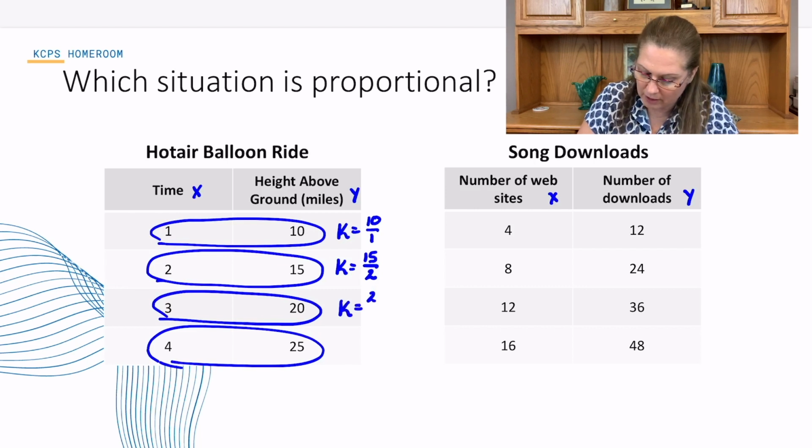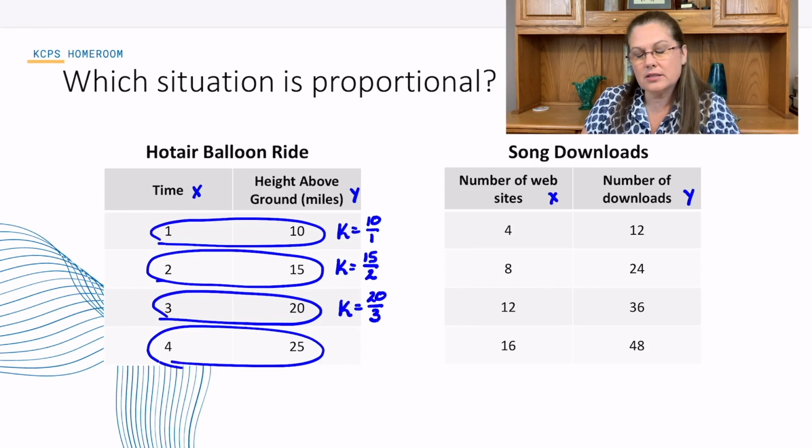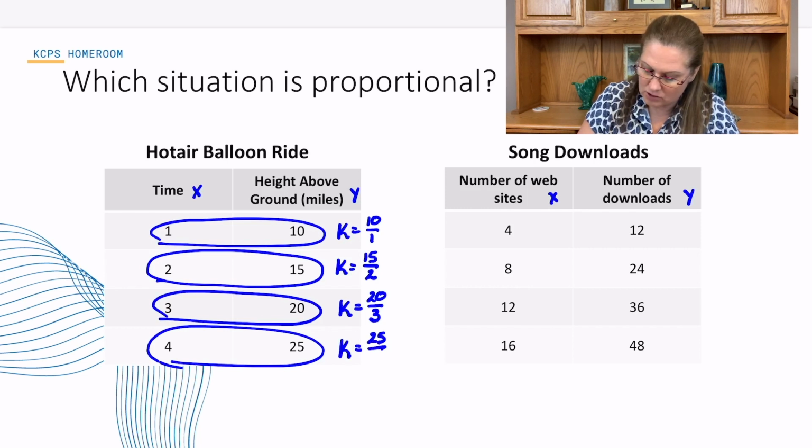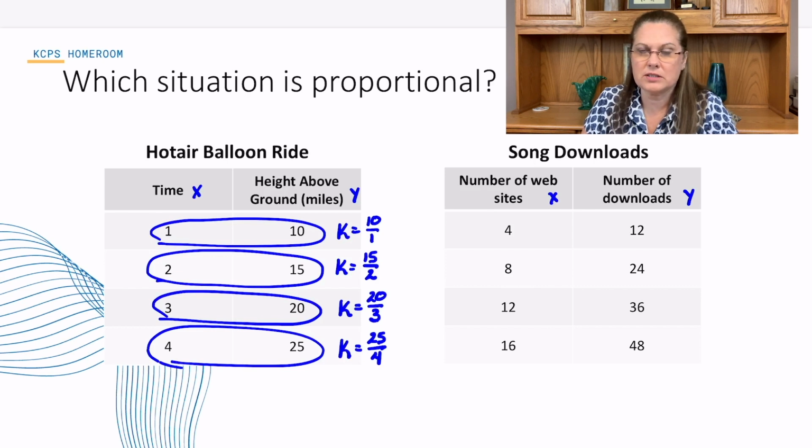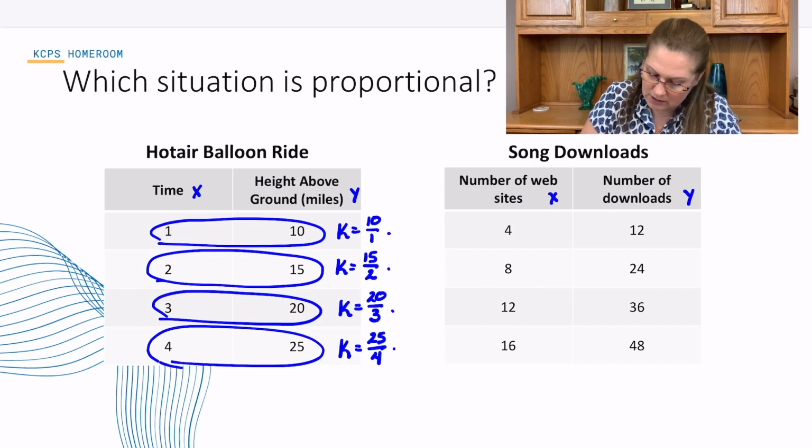Our third ordered pair is 20 over 3, or 20 divided by 3. 3 is also prime, so unless we can divide 20 by 3 evenly, it's already simplified. We can't. And the same, let's do 25 over 4. The only factor of 4 is 2. 25 does not have 2 as a factor, so that is simplified as well. You'll notice that each of these constants or ratios are different. So this particular table is not proportional.